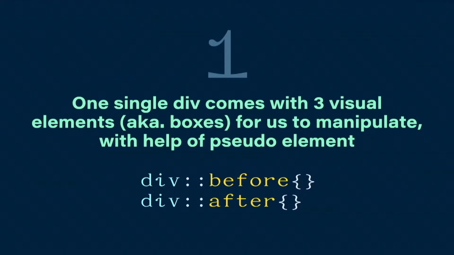I want to give a few points out as the common knowledge ground before we dive into live coding, and I'm pretty sure you guys are all very sassy about CSS, so just bear with me for a second. The first thing I want to point out is one single div comes with 3 visual elements, aka 3 boxes, for us to manipulate with the help of pseudo elements before and after.